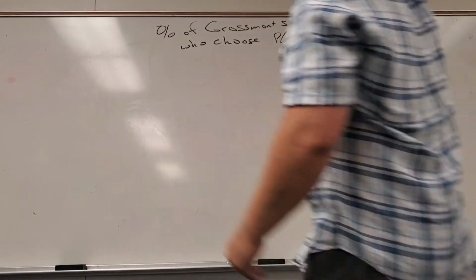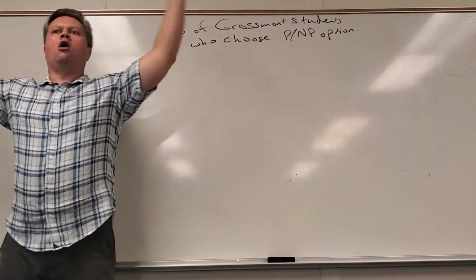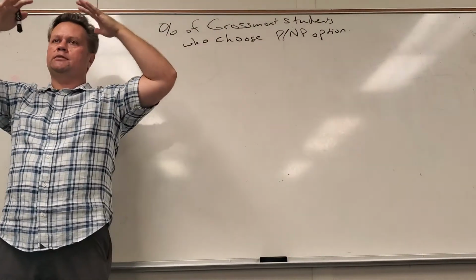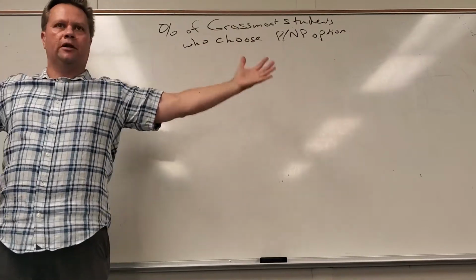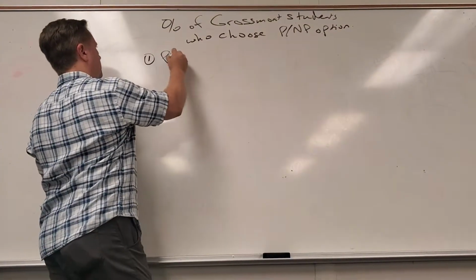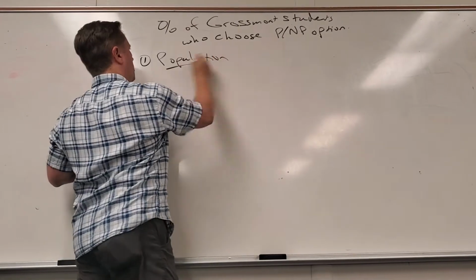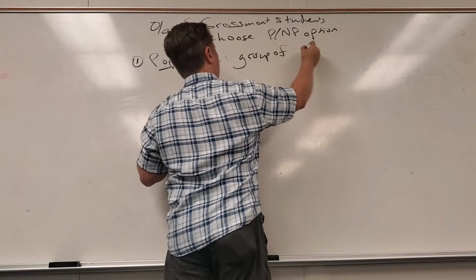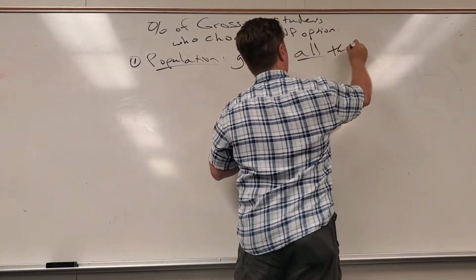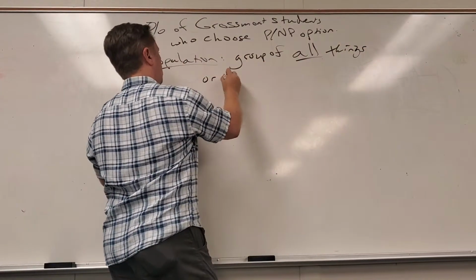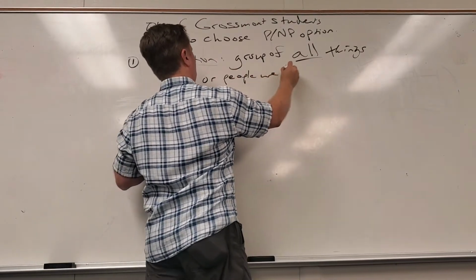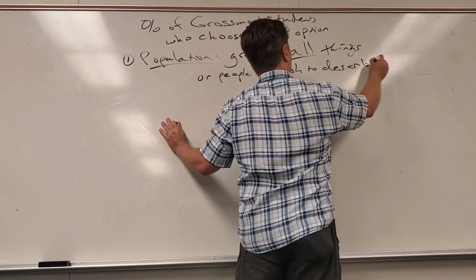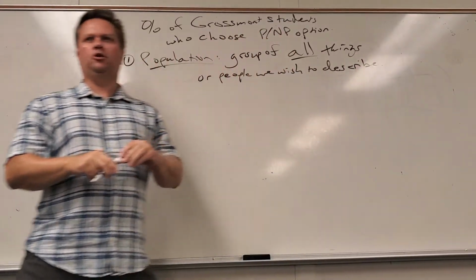So, what do we call that group though? All Grossmont students. What statistical word would we use for that? And actually, what everyday word? That is the what of Grossmont? Population. So the population is to describe? Normally numerical.